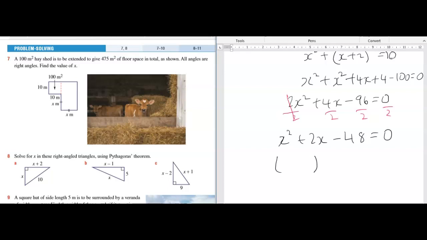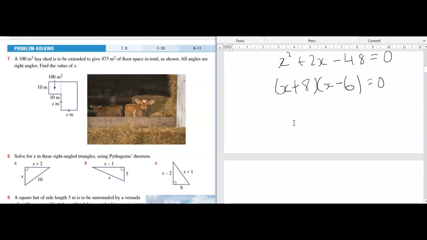All right, let's set up our brackets to equal 0. Then we've got x. This one is negative, so that means one has to be negative and one has to be positive. Two numbers that when multiplied give you negative 48, and when added give you 2. Now I know that's going to be 8 and 6.